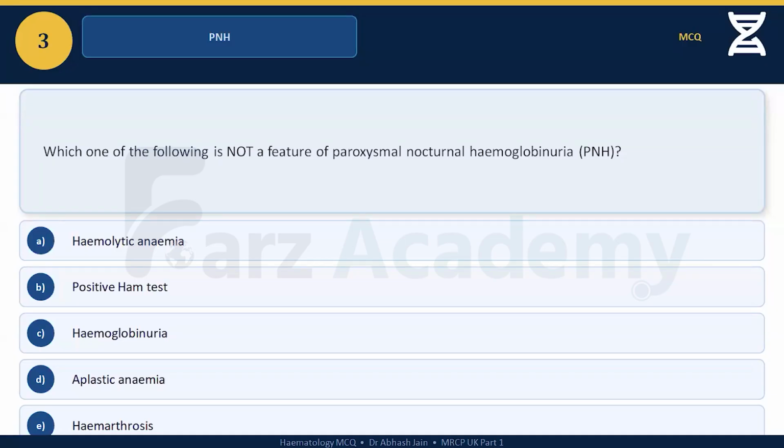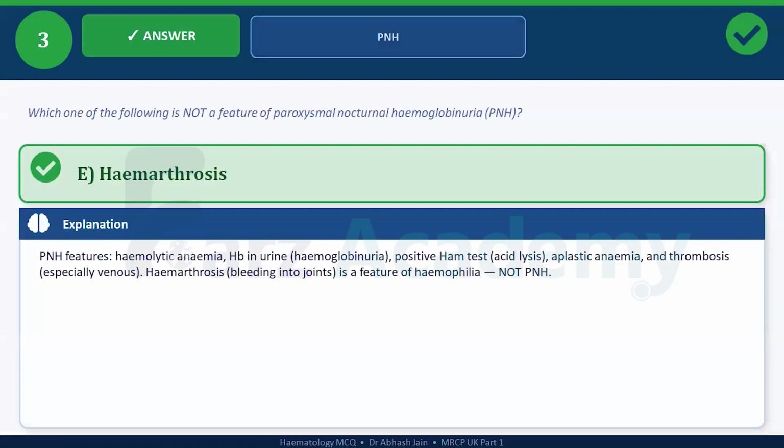Next question: which one of the following is not a feature of paroxysmal nocturnal hemoglobinuria? Hemolytic anemia, positive Ham test, hemoglobinuria, aplastic anemia, and hemarthrosis. Which is not? Hemarthrosis. Correct, you are right, doctor. The features of paroxysmal nocturnal hemoglobinuria are hemolytic anemia, hemoglobinuria, positive Ham test, aplastic anemia, and thrombosis, especially venous. Hemarthrosis, bleeding into joints, is a feature of hemophilia and not paroxysmal nocturnal hemoglobinuria. So hemarthrosis is the correct answer here.